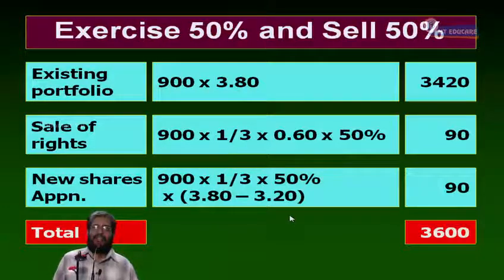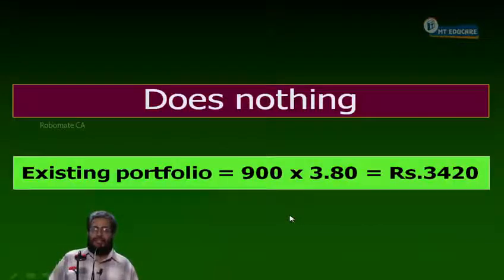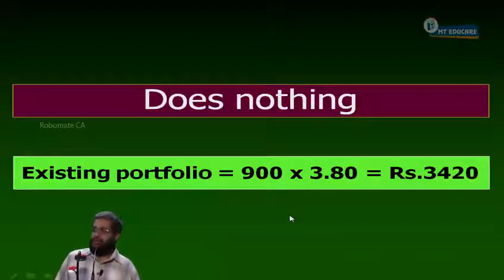Situation 3: does nothing. Existing portfolio is equal to 900 into 3.8, which is 3,420 rupees.